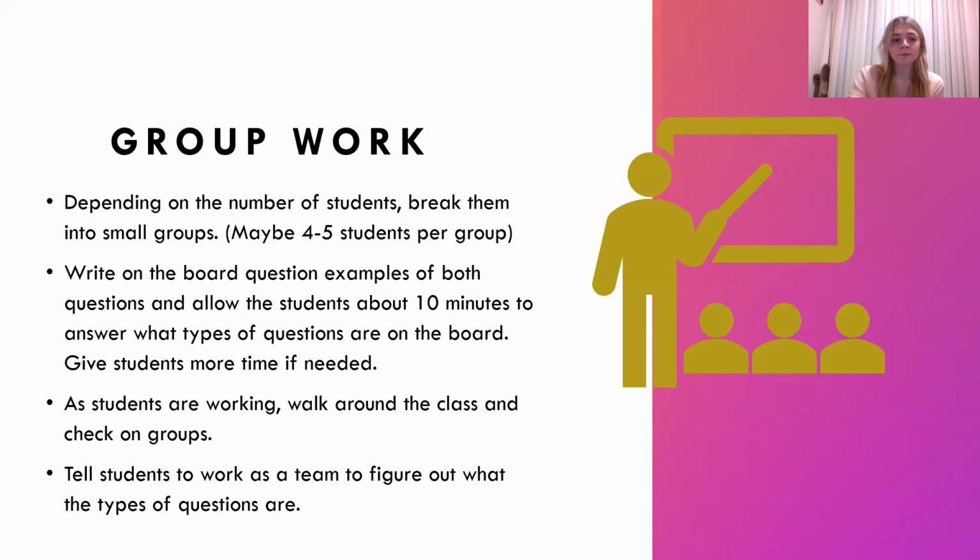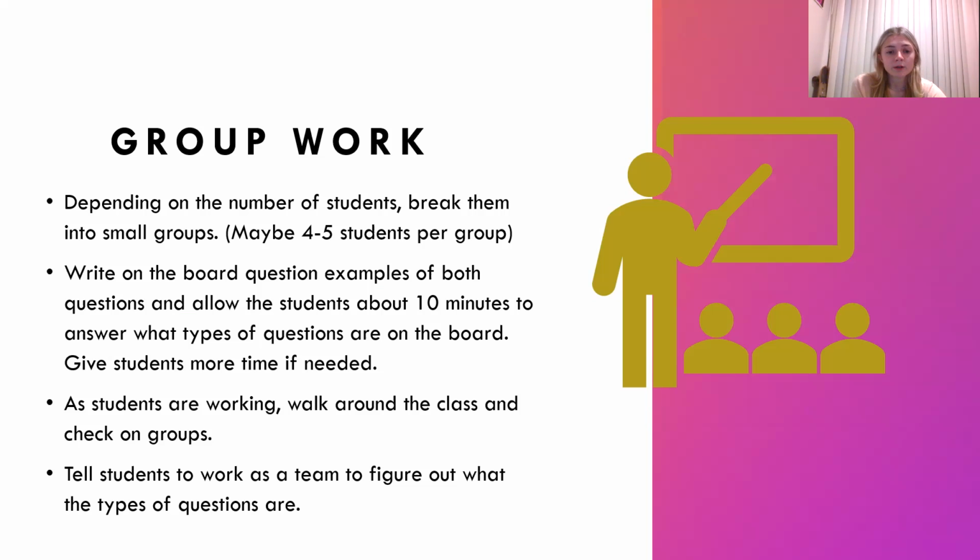Next, you're going to write on the board examples of both questions and allow the students about 10 minutes to answer what types of questions are on the board. If students need more time, feel free to give them more time. However, if you notice that there's more chit chat going on than there is work, then the students might be done. So ask them if they need more time or if they're ready to go over the answers, just so time is being used efficiently during class.